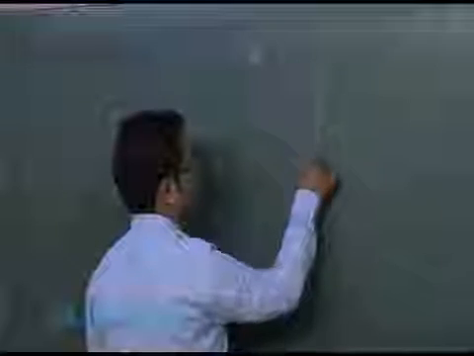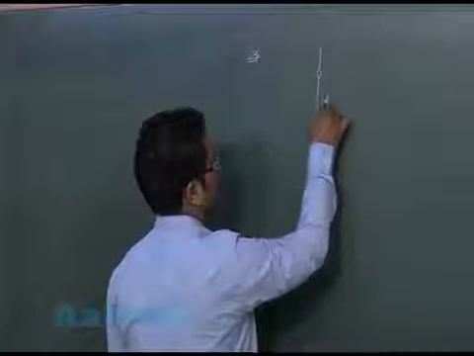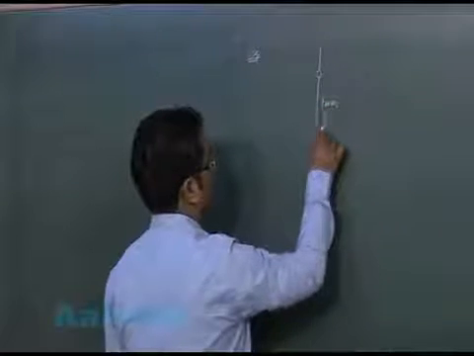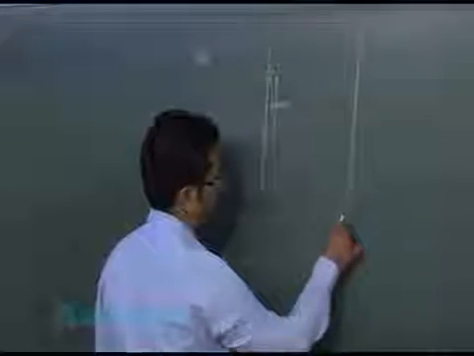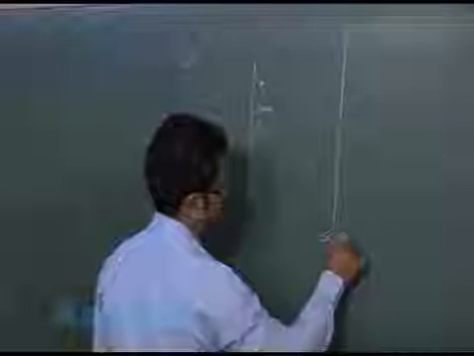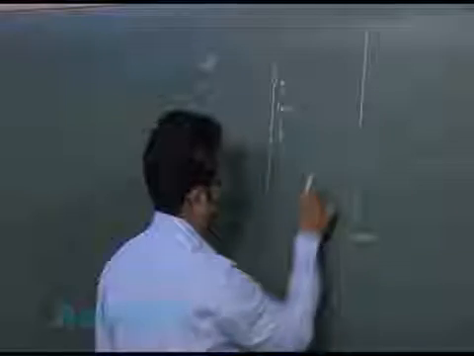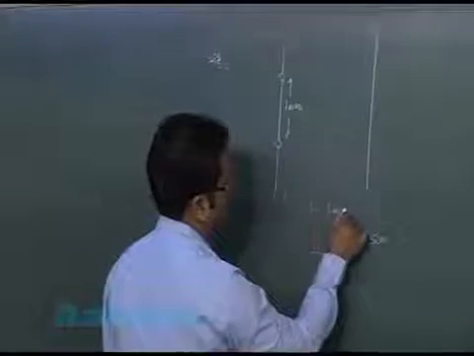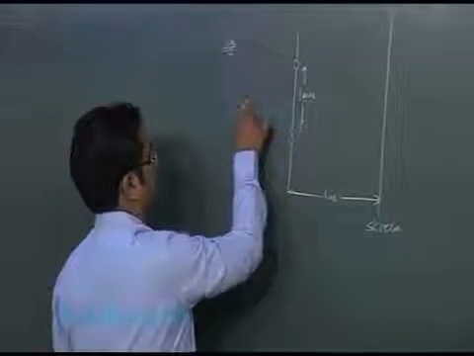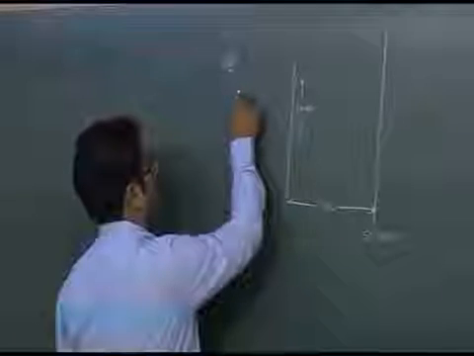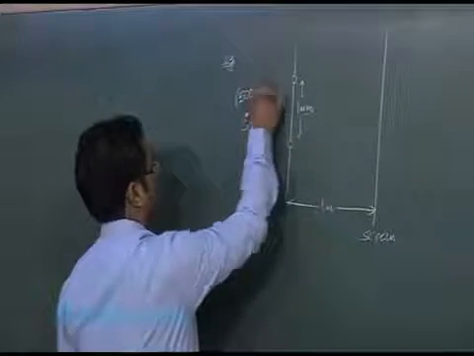Two slits, and these are separated by a distance of 1 millimeter. There is a screen, and the screen to slit distance is 1 meter, and there is a source, and let's say the source has a wavelength of 500 nanometer.